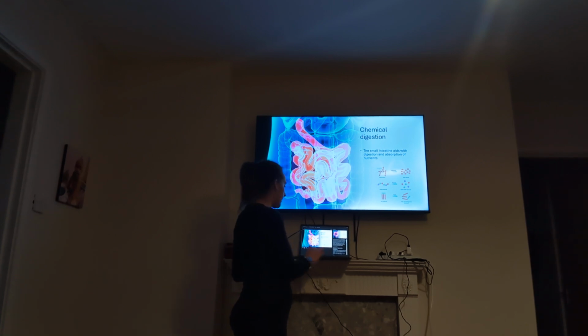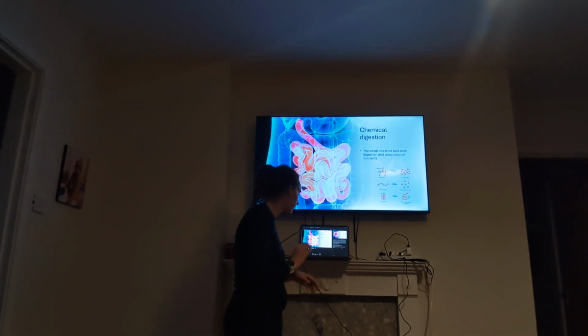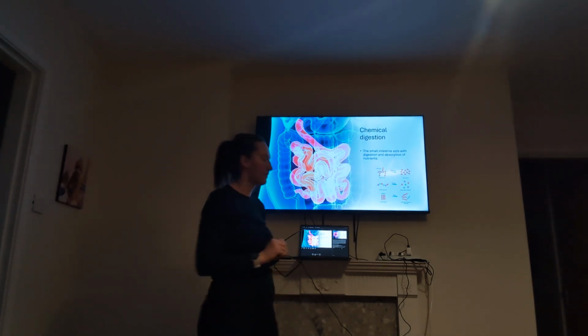So the key enzymes are carbohydrase, which breaks down carbohydrates, protease, which breaks down protein, and then lipase breaks down the lipids. Lipase can be found in the pancreas and small intestine. Both carbohydrase and protease are found in the mouth, pancreas and small intestine.